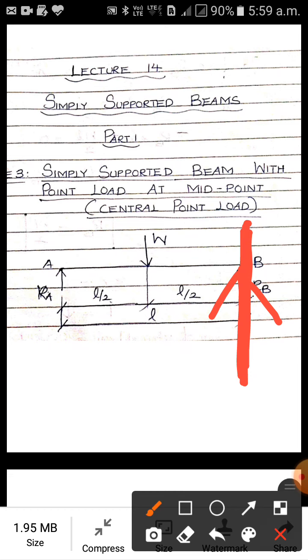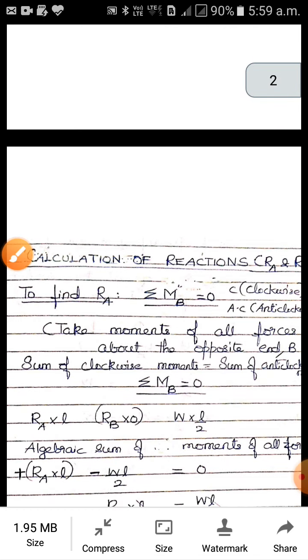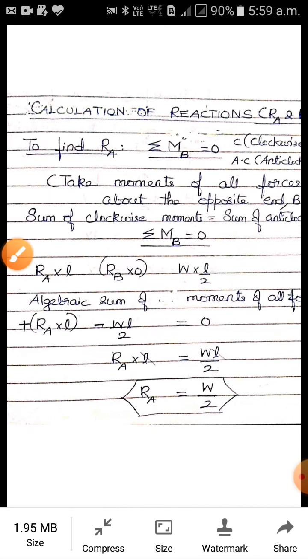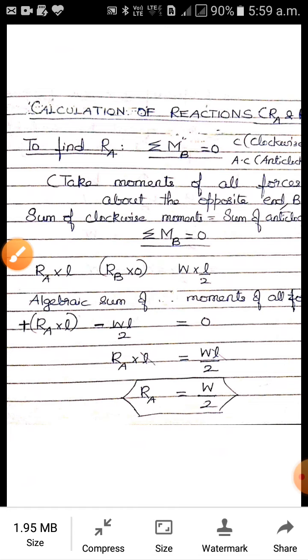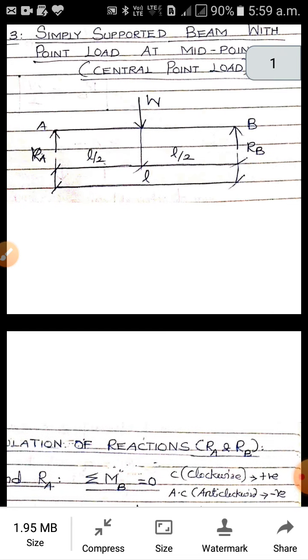So that is what I have written here. RA into L, RB into 0, W into L by 2. These are the three forces. RB into 0 can be omitted, 0 into anything is 0. Now we'll see the sign. Clockwise is positive, anti-clockwise is negative.